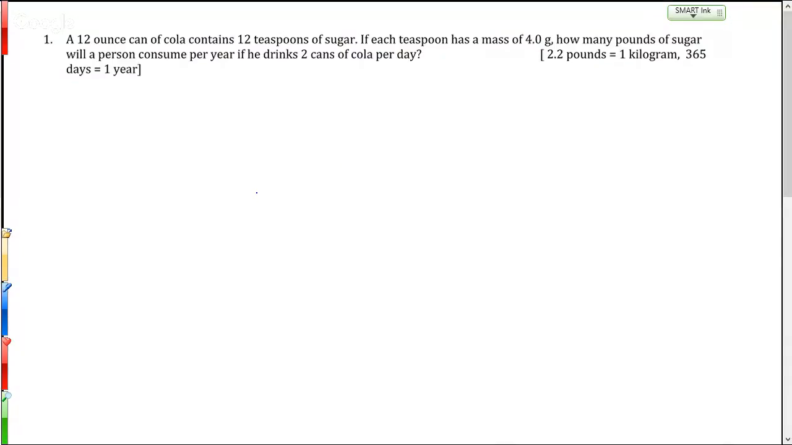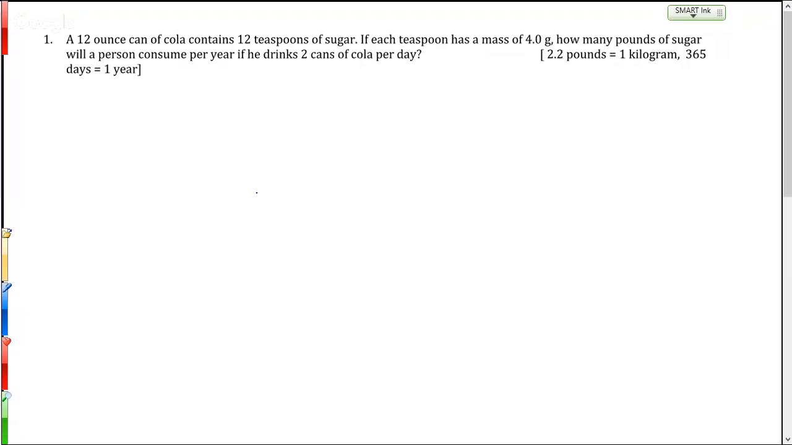So 12-ounce can contains 12 teaspoons of sugar. If each teaspoon has a mass of 4 grams, how many pounds of sugar will a person consume per year if he drinks 2 cans of cola per day? All right, so that's a lot of information.